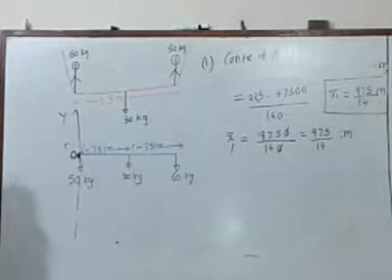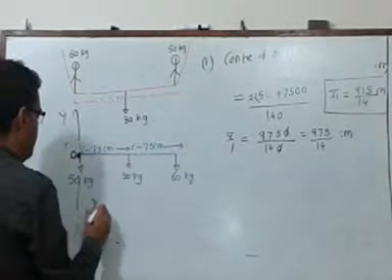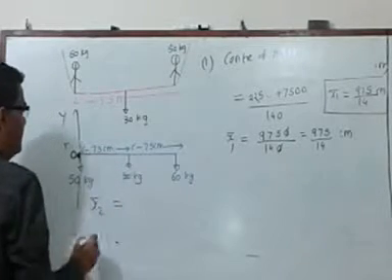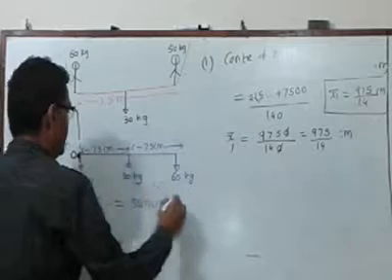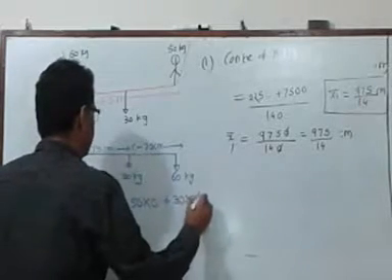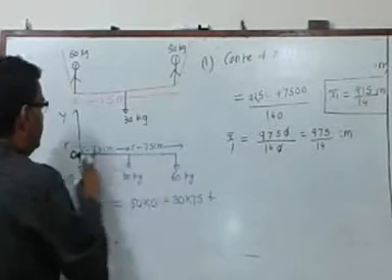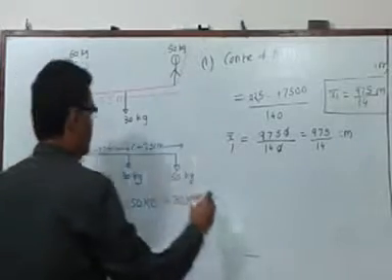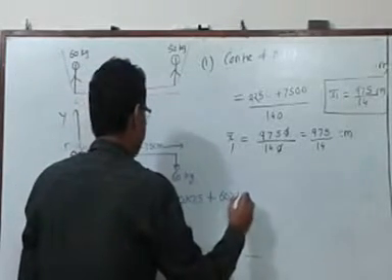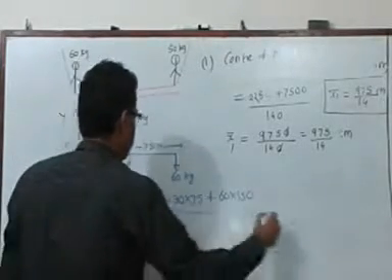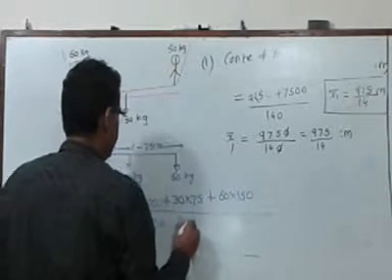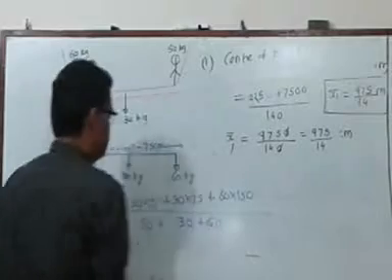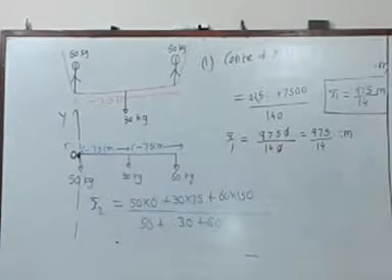So let me find the value of the new center of mass, say x2 bar. Again I will use the same formula. M1x1 is 0, M2x2 is 30 into 75, and M3x3 is 60 into 150, divided by M1 plus M2 plus M3. Let me see what we get here.